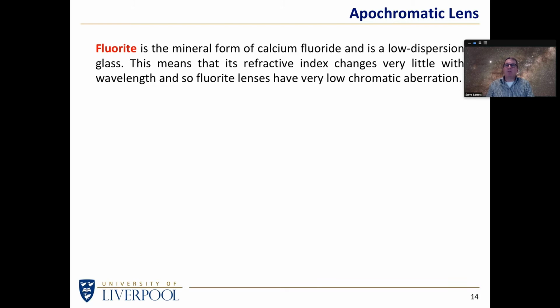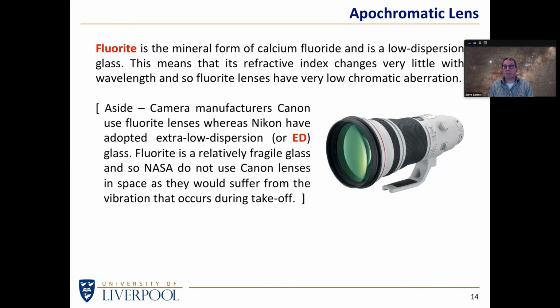Now, in terms of the materials involved, fluorite is actually a common material that's used. It's the mineral form of calcium fluoride. It's low dispersion glass. Low dispersion means that its refractive index doesn't change much with wavelength. And that means if the red and the green and the blue wavelengths all see a lens with very similar refractive index, they will take very similar paths through the glass, and then it will reduce the amount of colour fringing, the amount of chromatic aberration.